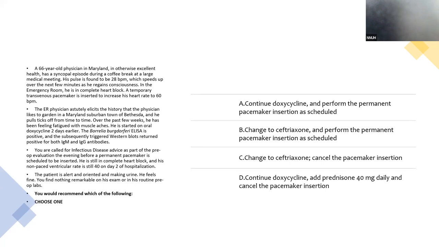The Borrelia burgdorferi ELISA is positive and subsequently triggered Western blot is then positive for both IgM and IgG antibody. You are called for infectious disease advice as part of the pre-op evaluation on the evening before a permanent pacemaker is scheduled to be inserted. He is still in complete heart block and his non-paced ventricular rate is still slow on hospital day two. The patient is alert and oriented, making urine. He feels fine. You find nothing remarkable on his exam or in his routine pre-op labs. He has a heart block due to Lyme disease. Excellent. We should switch to ceftriaxone.